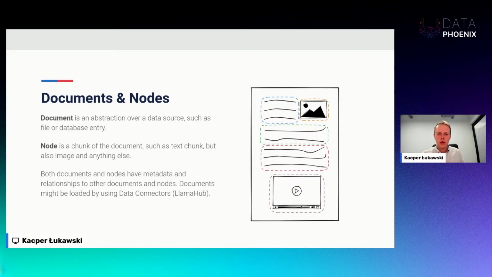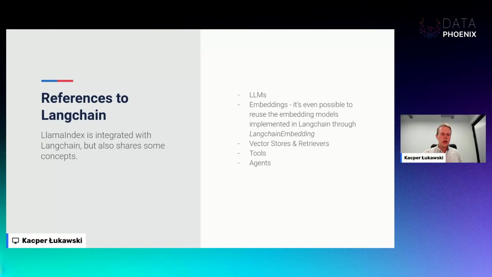So each document has metadata information that might be a file name, and a single node might be a text chunk, but also an image and actually anything else. So Llama Index is not limited to text only. There are lots of concepts which are quite similar to LangChain. For example, there are also LLMs. There are also embedding models.